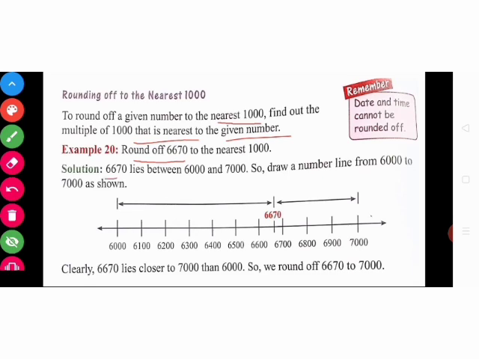So this 6670 lies between 6000 and 7000. So it is closer to 7000. This we can say rounded up. So we round off 6670 to 7000.